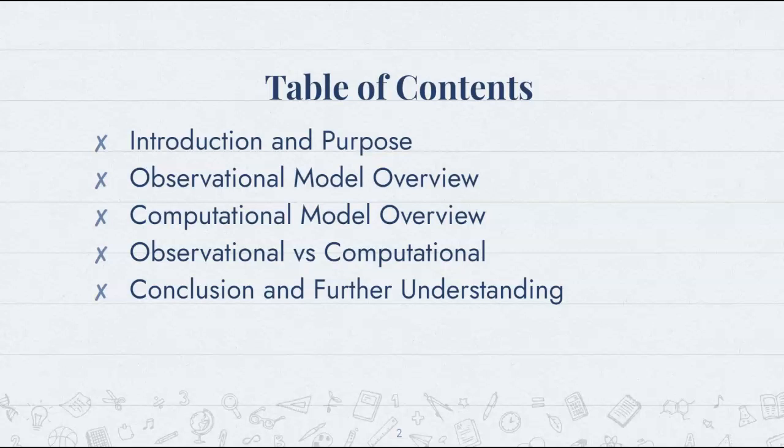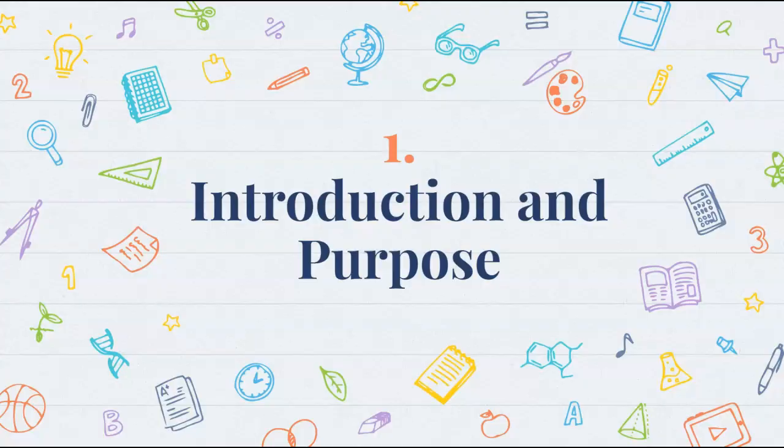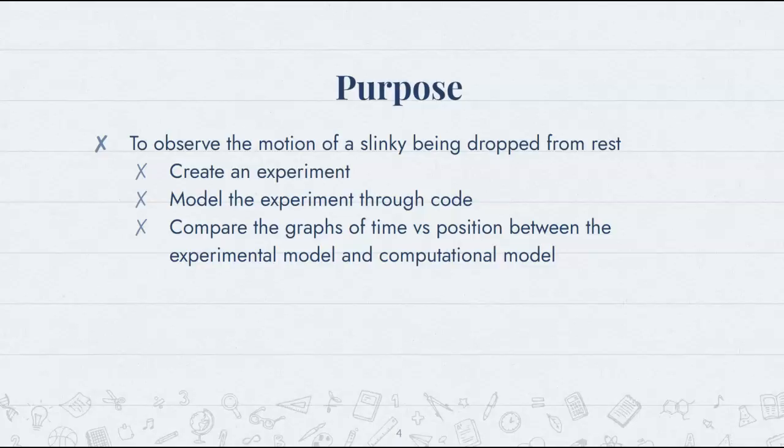In this video, we'll go over the introduction and purpose of this lab and briefly go over both the experimental and computational models used for today's assignment. We'll then compare the two and conclude our findings. The purpose of today's lab is to observe the motion of a slinky being dropped from rest. We'll do this by creating an experiment, model it through code, and compare the graphs resulting from both models.